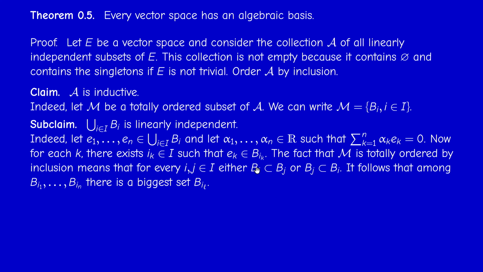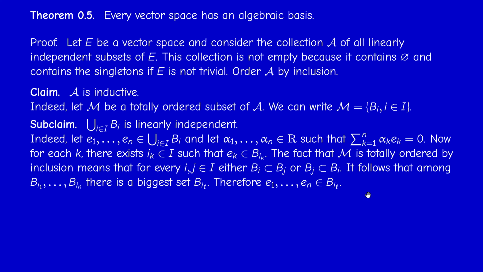So I have now a finite collection, B_{i_1}, B_{i_2} up to B_{i_n}. Since this collection is totally ordered, there is a maximum element, right? Because I can compare any two of them and I can take the maximum. Okay, not difficult to see. So call this biggest set with respect to inclusion B_{i_l}. B_{i_l} contains all the others. Therefore, all these vectors e_1 up to e_n are in the same set B_{i_l}, because they are in B_{i_k}.